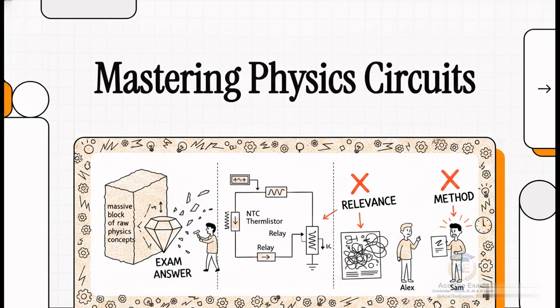You start with this massive, intimidating block of raw physics concepts. It's heavy, it's unstructured, and quite frankly, it's overwhelming. But our goal today is to methodically chip away all the irrelevant material. We're going to remove all the fluff, all the generic textbook phrasing, and reveal the absolute masterpiece of an answer hidden inside that block.